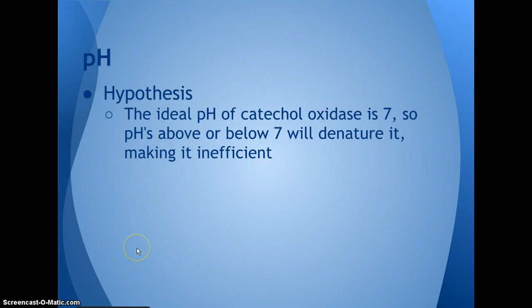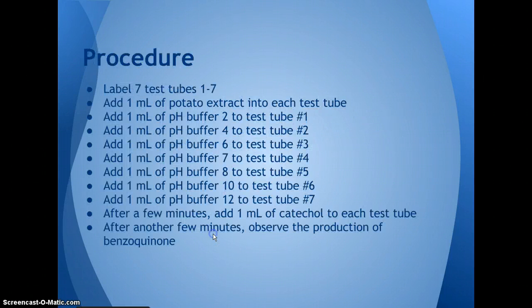So next, we tested for pH. And our hypothesis for this was that the ideal pH of catechol oxidase is 7. So a pH above or below 7 will denature it, making it inefficient. So the procedure to test for pH was to label 7 test tubes, 1 through 7, and add 1 milliliter of potato extract, again, or catechol oxidase, in each test tube.